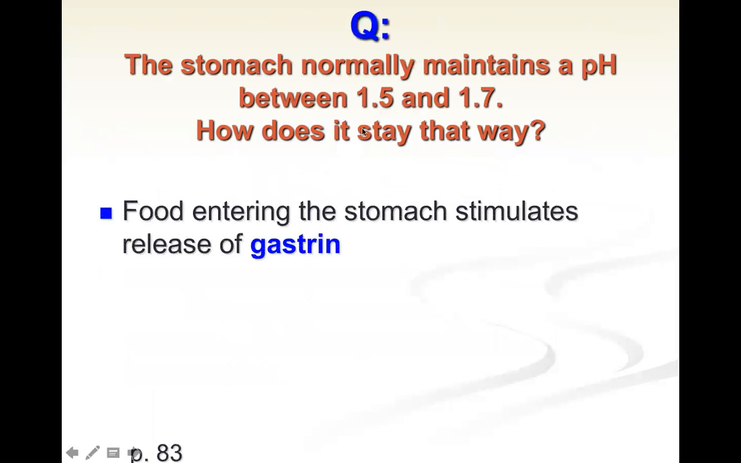For example, it's important to maintain an acidic pH in the stomach because that acidic pH helps break down food into chyme as well as break down protein. When food enters the stomach, it causes release of gastrin. Gastrin is a hormone that causes the stomach cells to release hydrochloric acid that helps maintain that pH.